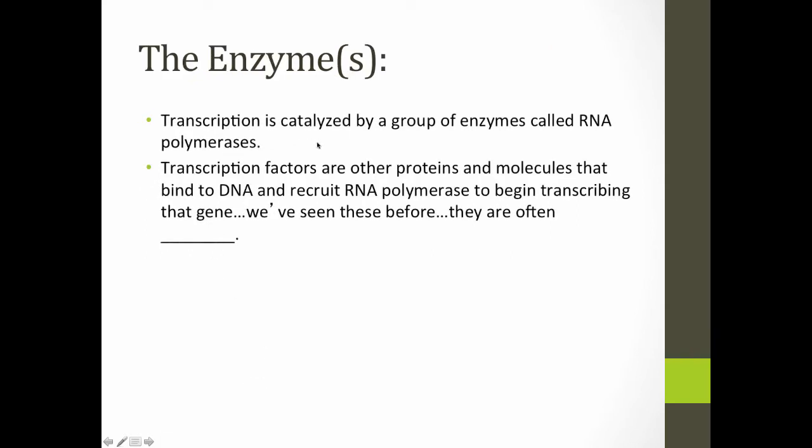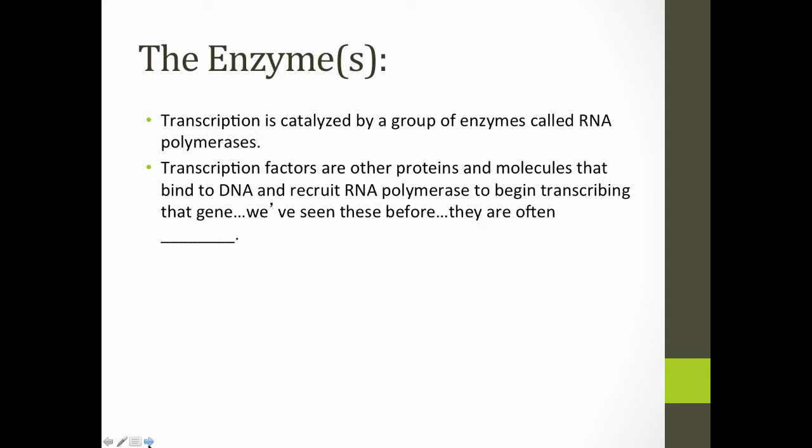So the enzyme is called RNA polymerase, and RNA polymerase attaches to a region upstream, so before a gene, called a promoter, and it's helped there by some things called transcription factors. So transcription factors are just other proteins and molecules that bind to the DNA and help the RNA polymerase find itself in the right spot.